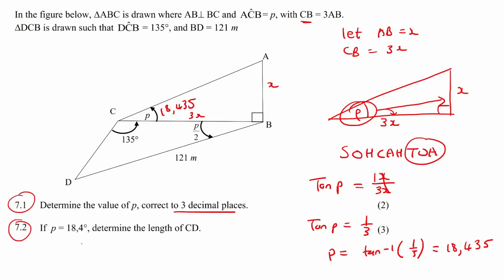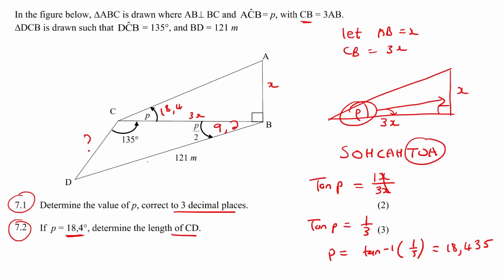Now in this next question, they say if P is 18.4, okay, so let's rather use it like that, determine the length of CD. Okay, so we now have that is 18,4. This is P over 2. So half of 18,4 is 9,2 degrees. Okay, and they want this length over here.